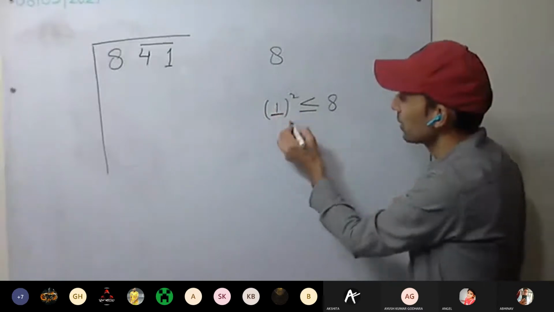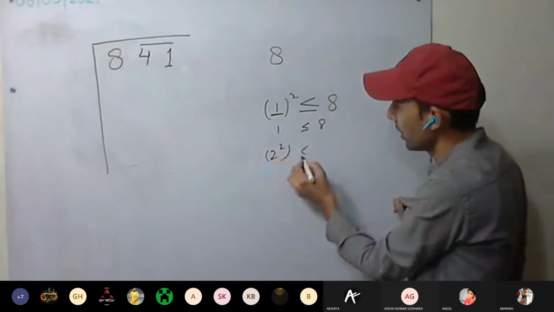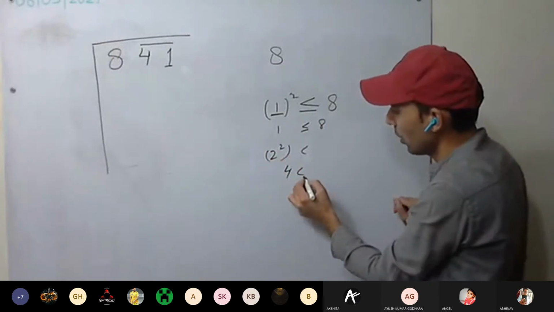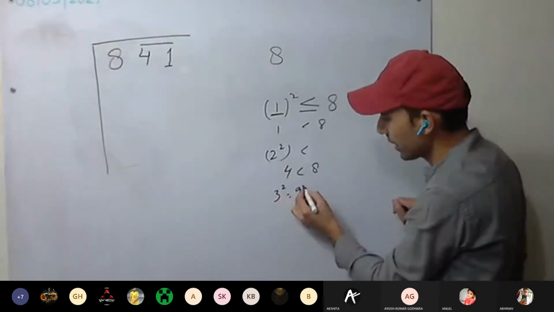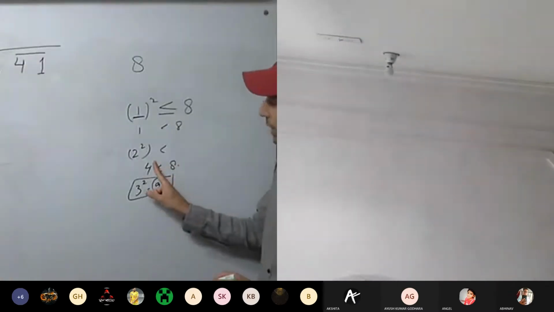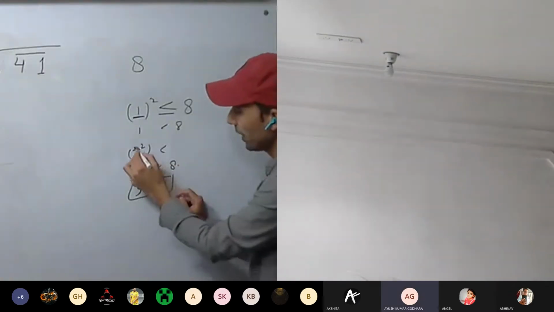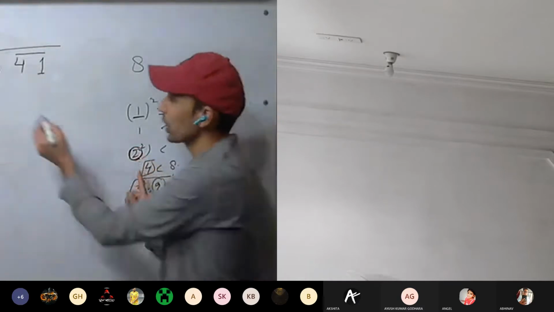So take 1, its square is less than 8. Take 2, its square is 4, less than 8. Take 3, its square is 9, and 9 is greater than 8. So we cannot take 3. What do we have to take? 2, so the square is 4. Whose square are we taking? 2. So write 2 here.